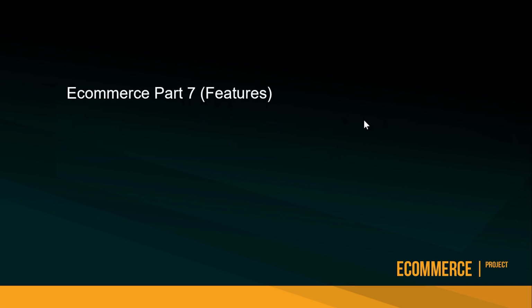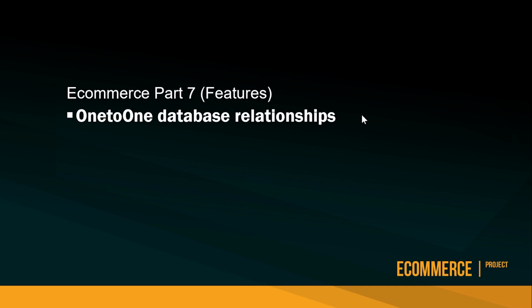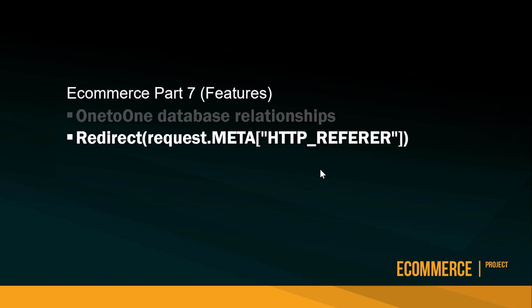Just very quickly, the features that are going to be covered in this tutorial: I'm going to be explaining one-to-one database relationships and how the Django ORM deals with them. We'll have a look at the redirect method and the HTTP referrer. We utilize this, and this is a core feature here in order to get this feature working with Django.